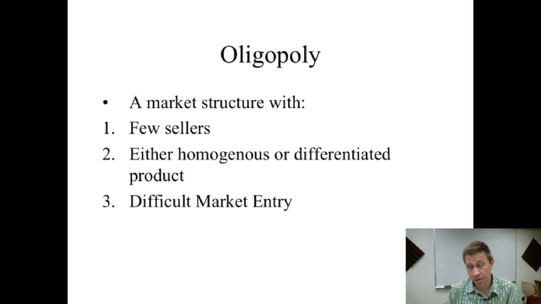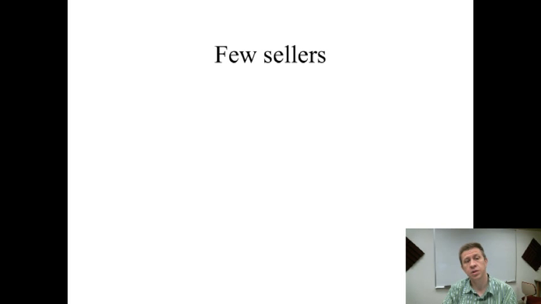Point three, difficult market entry. Once again, this is a little different than the others. It's not easy like monopolistic competition and perfect competition, but it's not essentially impossible, which is what we say with monopoly. I mean, with monopoly, the barriers to entry mean essentially entry isn't feasible. Oligopoly entry can happen. It's just tough, really tough.